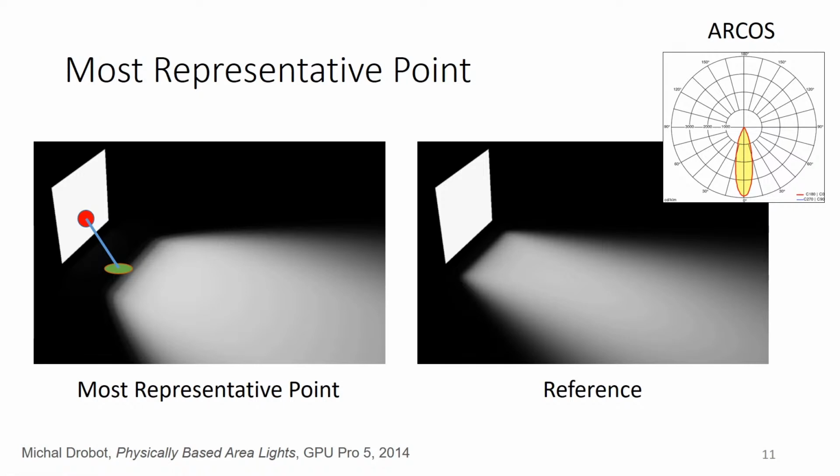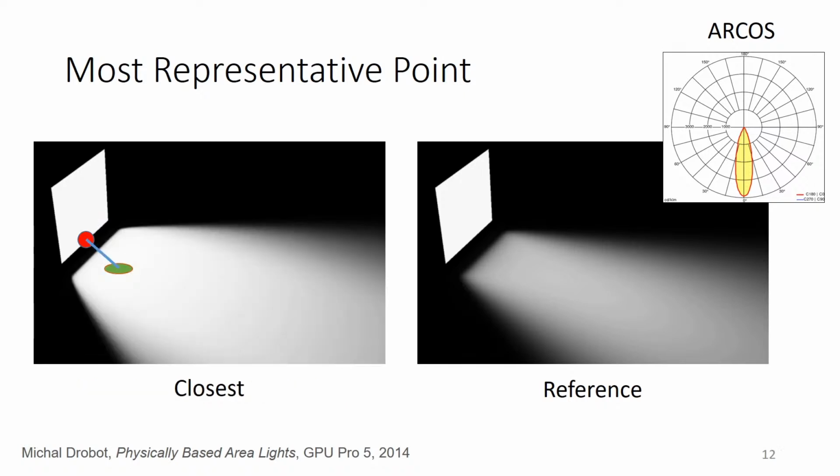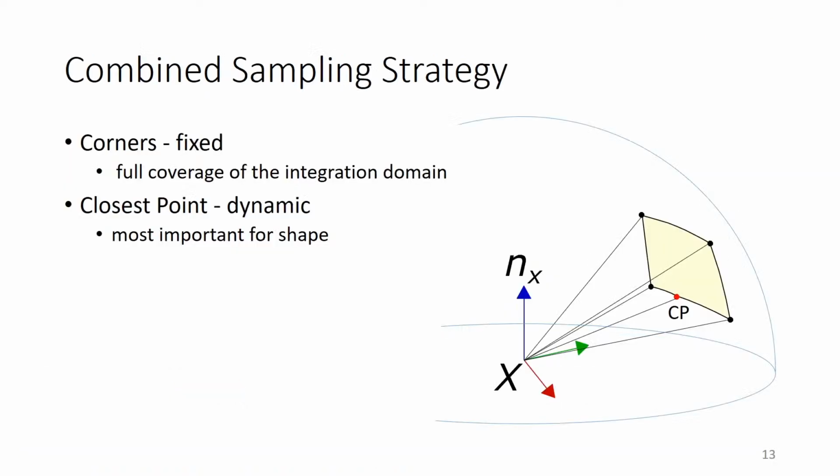We experimented with both approximation techniques in all kinds of variations. One observation is that the closest point is the most important for depicting the shape of the light emitter in the illumination, but of course it becomes too bright. It became clear that we need a strategy that combines the strengths of both. Our approximation technique uses fixed samples, in particular the corners of the polygon, to cover the entire integration domain, together with the closest point as dynamic sample to reflect the shape of the light emitter in the illumination.